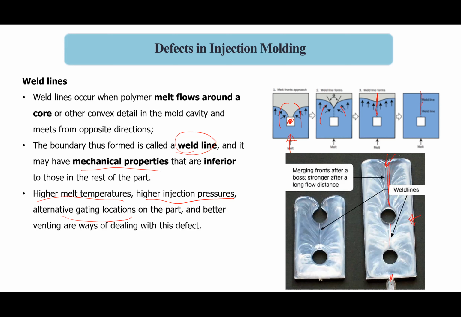If you use only one gate in here, then it's a long distance for the material to cover, and the material gets solidified before fusing properly. Also, you need to provide better venting to remove the air from the cavity very quickly, so that the material can flow faster throughout the mold.